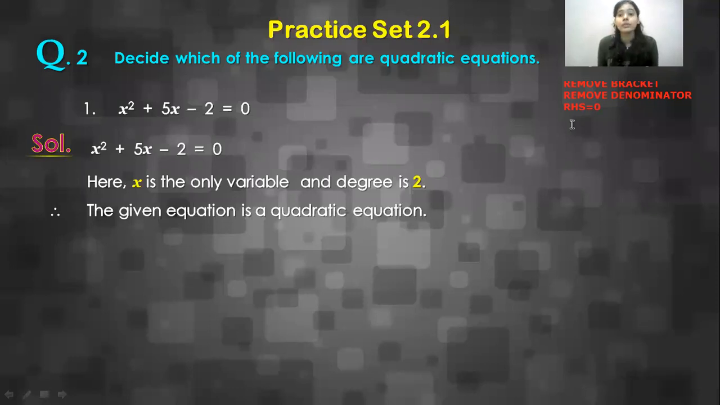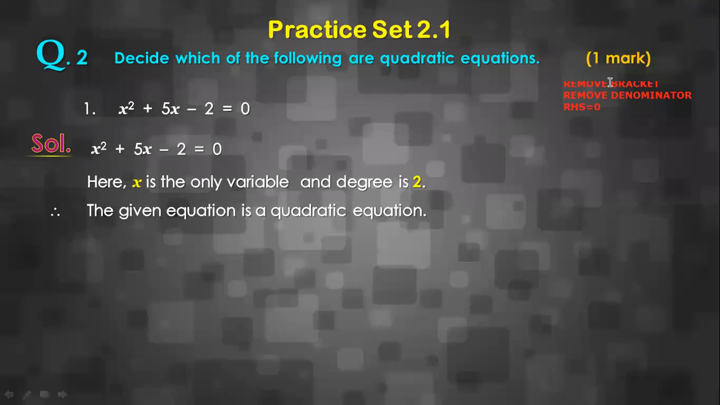And RHS should be zero. Your right hand side compulsory has to be zero. अगर वो zero नहीं है तो हमें उसको zero बनाना पड़ेगा. Only then we will check. तो 3 R's check करना है. क्या है? Remove bracket if any, remove denominator if any, and RHS should be zero. Step सबको समझ में आ रहा है क्या? Now once we start solving the questions, we will check exactly करना क्या है.